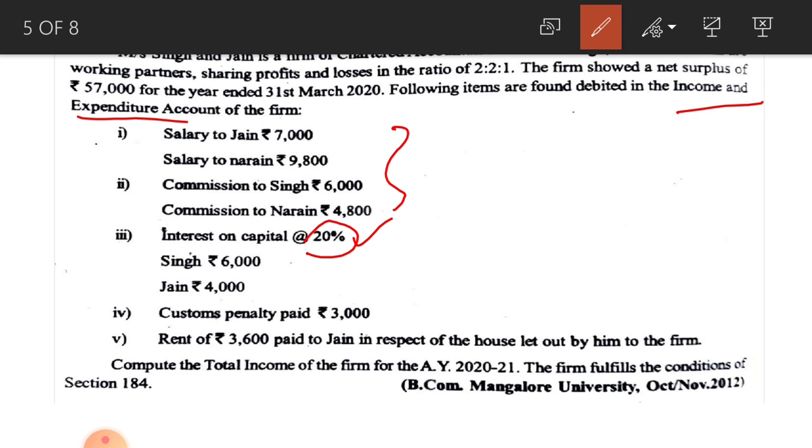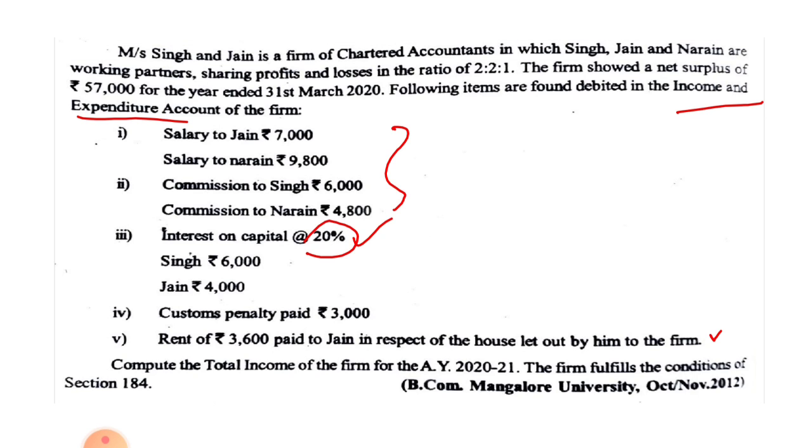Next one, rent of 3,600 paid to Jain in respect of the house let out by him to the firm. This is an allowed item, so no need to consider this. In this problem, you have to consider only disallowed items. Next, compute the total income of the firm for the assessment year 2020-21. The firm fulfills the conditions of section 184, that is, relating to conditions of assessment of a firm.